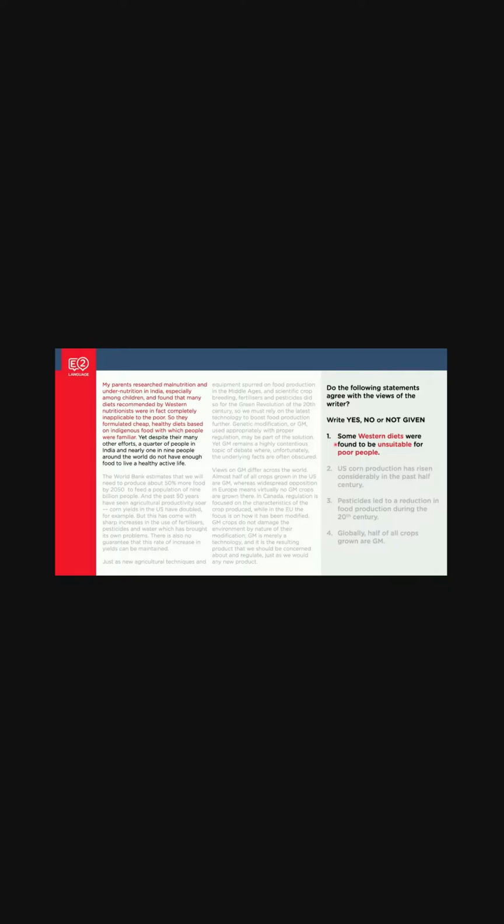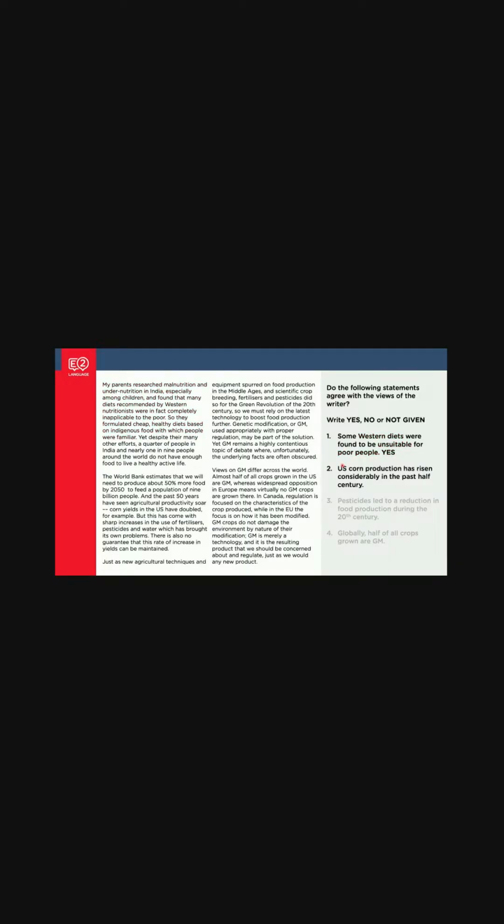The question is, some Western diets were found to be unsuitable for poor people. Does the text say the same thing? Many diets recommended by Western nutritionists were completely inapplicable to the poor. Some Western diets were unsuitable for poor people. This is the same thing. So this is yes.